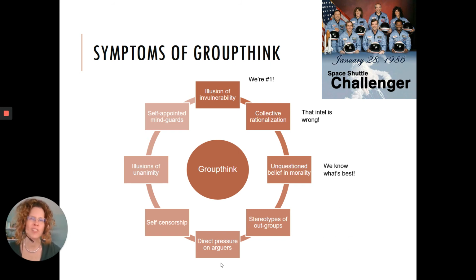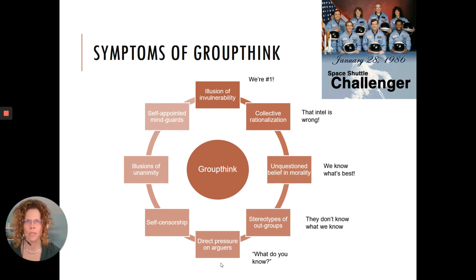The NASA folks also had this unquestioned belief in their own morality. They believed that they knew what was best for everyone involved, that if asked to explain their reasoning from an ethical standpoint, that their morality would be, in fact, unquestionable. Stereotyping of outgroups. The insistence was that these engineers from Morton Thiokol, they didn't know what the NASA people knew. They didn't know. They were clueless. The information they were sharing was irrelevant.